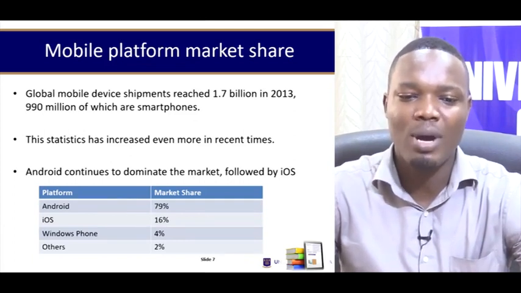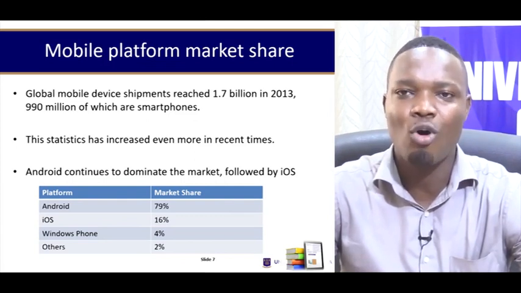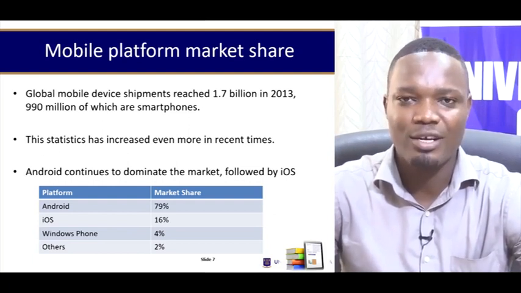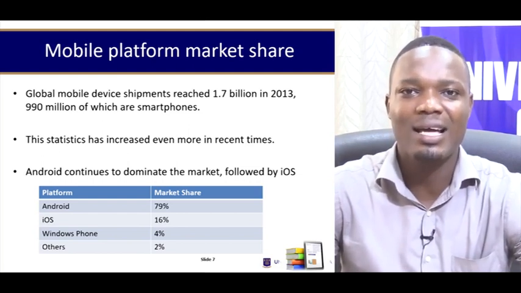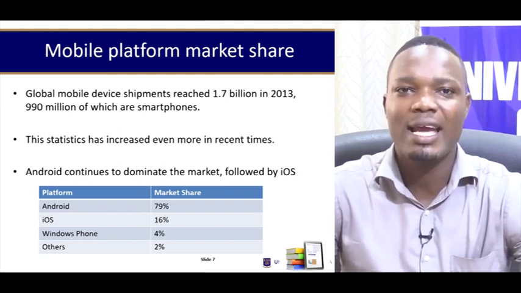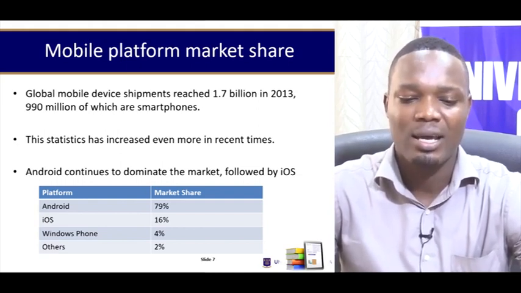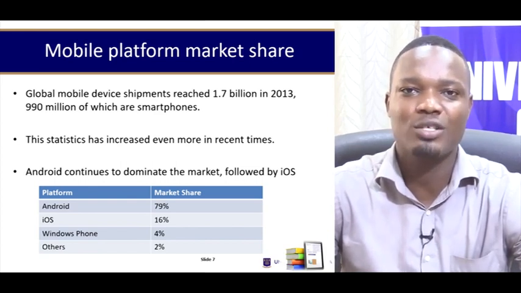So far, the mobile platform market share has been divided amongst four popular OSs. The first one is Android, the second one is iOS, the third is Windows Phone, and we have the other one categorizing the BlackBerry, the Nokia, and other OSs that are in the market. Android has the largest market. Research has shown that Android has 79% of the market.